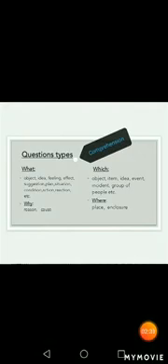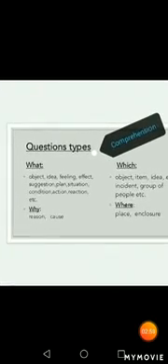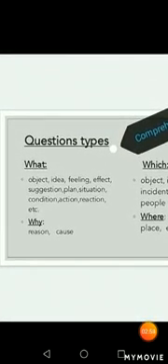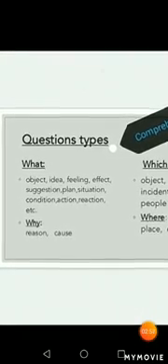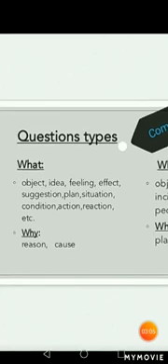Let's discuss some question types. Which sort of questions are generally used to check your understanding? There are two types of questions, open and close-ended questions. Open-ended questions have unlimited various response options. They do not expect a particular answer. If the question starts with what, we have to write about the object, idea, feeling, effect, suggestion, plan, situation, condition, action, or reaction in the answer.